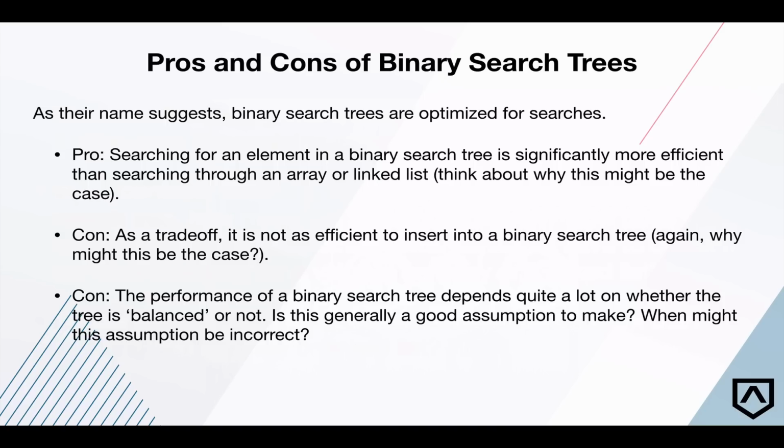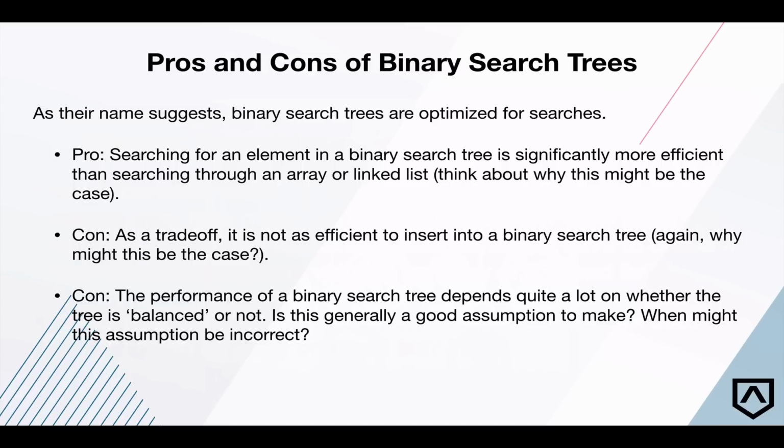All right, now let's talk about some pros and cons of binary search trees. As their name suggests, binary search trees are indeed optimized for searching. So one of the pros is that searching for an element in a binary search tree should be significantly more efficient than searching through an array or a linked list. And again, try to prove that to yourself through the contains example that we walked through earlier, because that is an example of searching for a specific element in a binary search tree. Again, how would an array or a linked list do it in comparison?